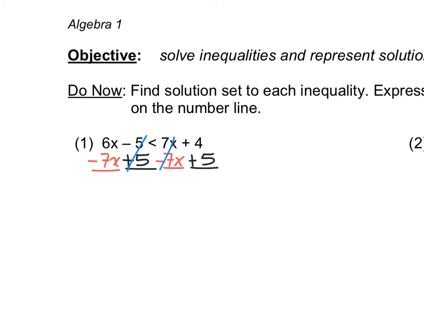Oh, you brought everything the other way? Oh. You might have made it through. We'll see. All right, so negative x, right? Negative 1x. And we have less than 9.